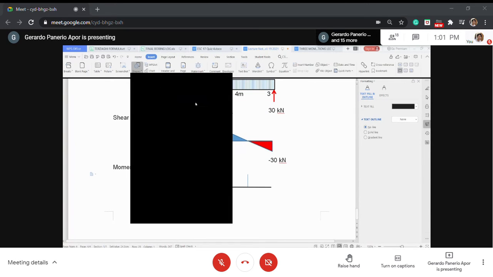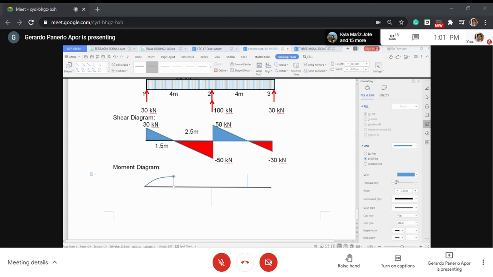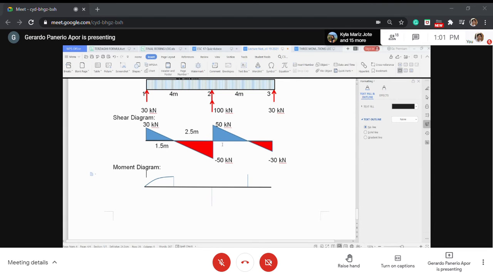It is also a parabola, so I will just use the curve. I'll just put it here. And the magnitude of that moment is 30 times 1.5 divided by 2. So 30 times 1.5 divided by 2, that's positive, that's 22.5 kN-m.